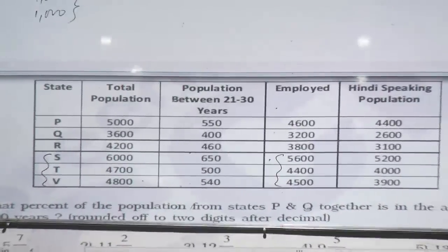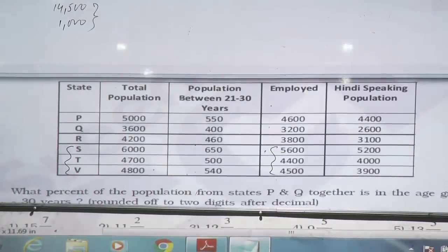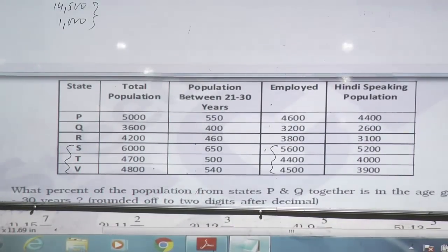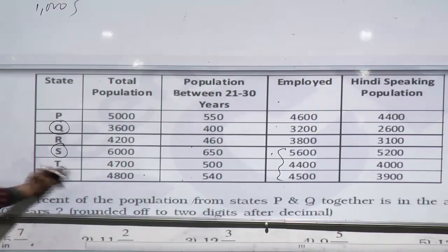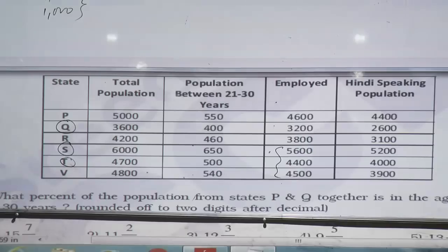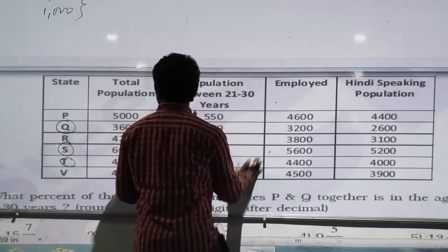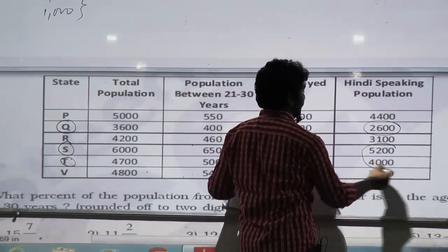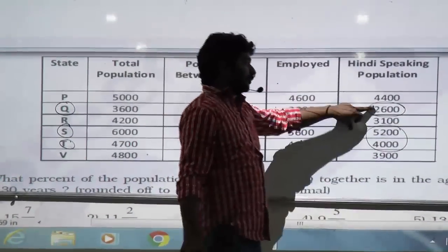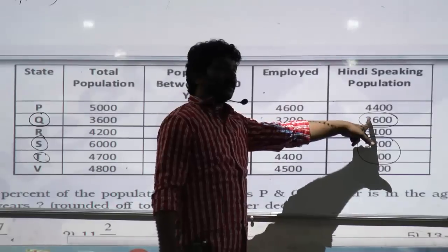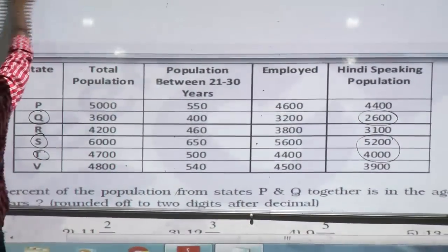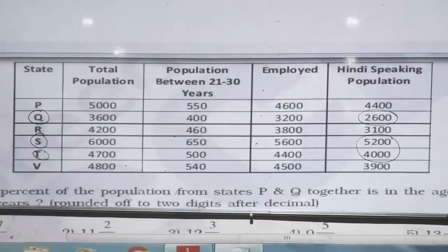Next. What percent of the total population for states Q, S, T together speaks Hindi language, right? Q, S, T. Now 2,500, 5,000, 7,000, 11,000, 800, 11,800. Now you need to calculate 11,800 as a percentage with respect to total population from these 3 states together.